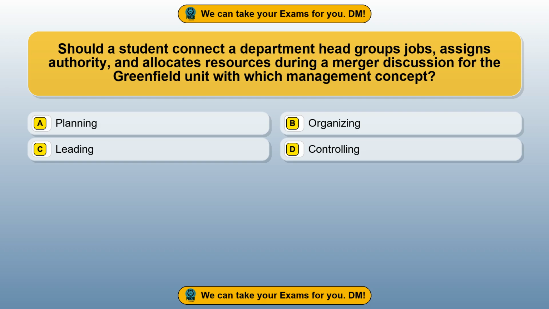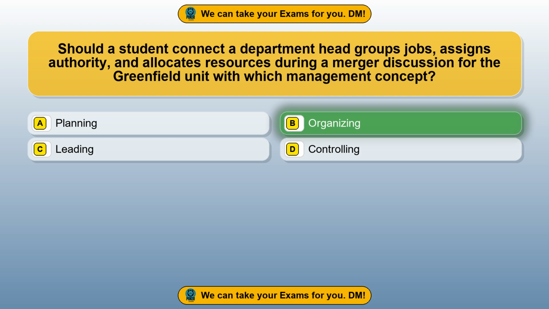discussion for the greenfield unit with which management concept? Option A, planning. Option B, organizing. Option C, leading. Option D, controlling. The correct answer is option B, organizing.